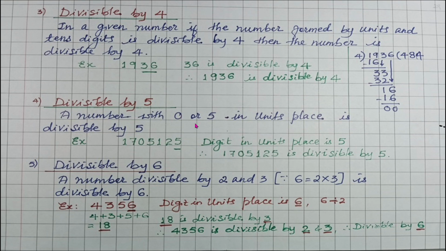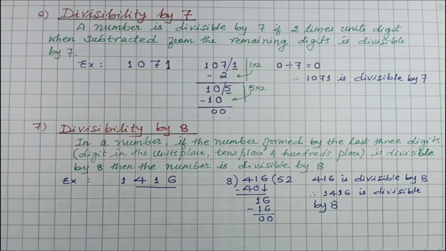Now divisible by 5. A number with 0 or 5 in the units place is divisible by 5. Now in this number, 5 is the digit in the units place. Even if it had been 0, this number would have been divisible by 5. Therefore, a number with 0 or 5 in the units place is divisible by 5.